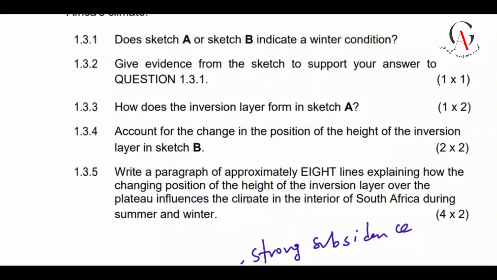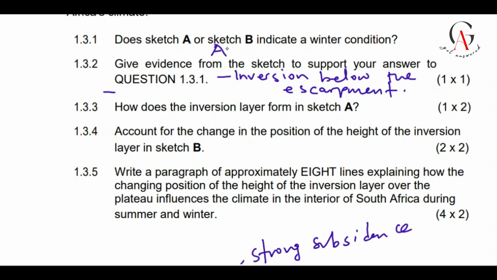Then number 2. Give evidence from the sketch to support your answer. That is 1.3.2. So we said this one is supposed to be A. Give evidence from the sketch, and we say inversion layer below the escarpment, and as well as say warm moist air is blocked. They only need one reason or one evidence.